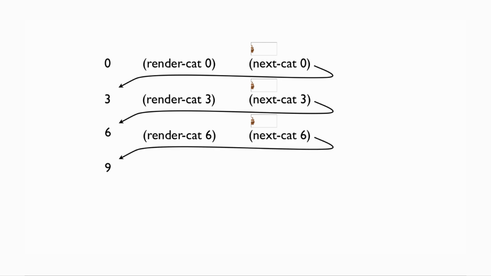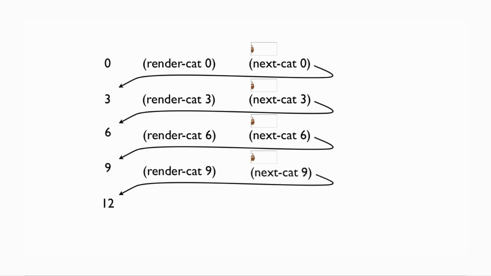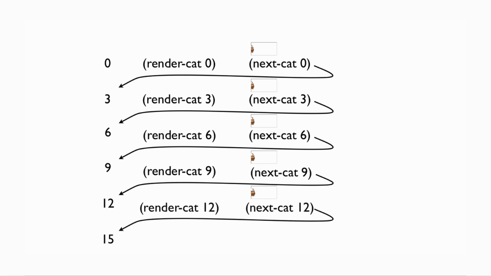Then we call nextCat with 6 to get 9. Then renderCat with 9 to get the image and display it. NextCat with 9 to get 12. RenderCat with 12. NextCat with 12, 15, and so on. And all we need to do is do that 28 times a second, which I can't talk that fast.